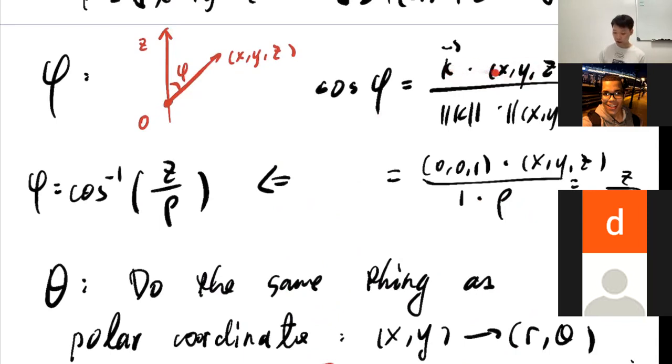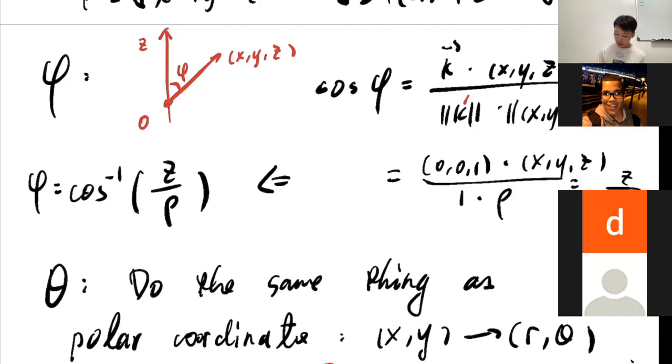dot product. That's the property of the dot product: the angle is the dot product divided by the length of each vector. So we picked the standard basis as the vector on the z-axis. That's the k. Remember, the standard basis has length 1, so that's why the length is 1. The length of the vector between 0 and xyz is rho. So we're dividing by rho here. This is rho, this is 1.